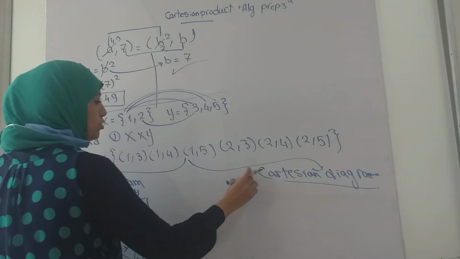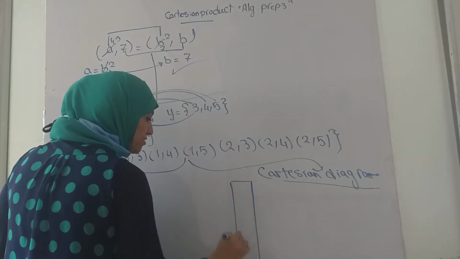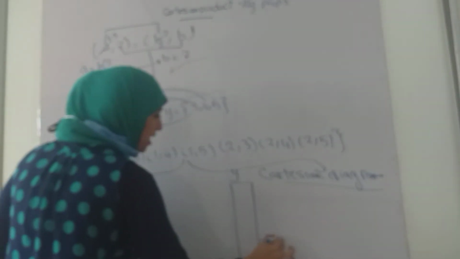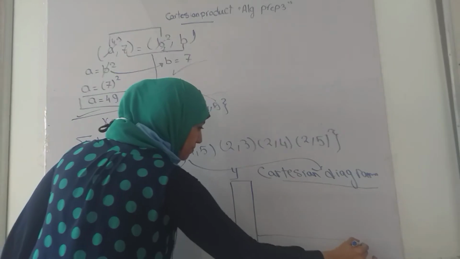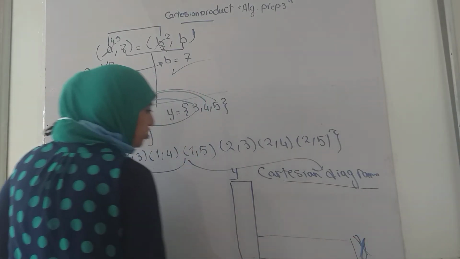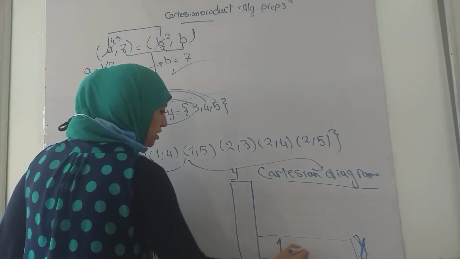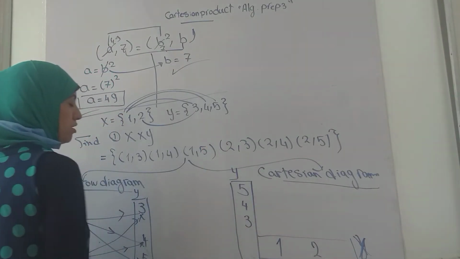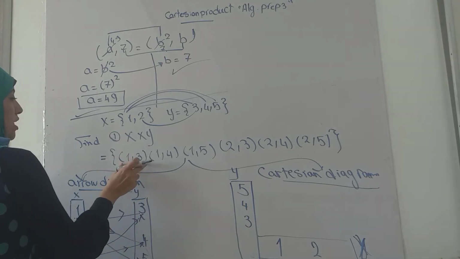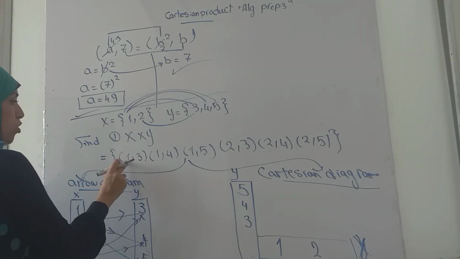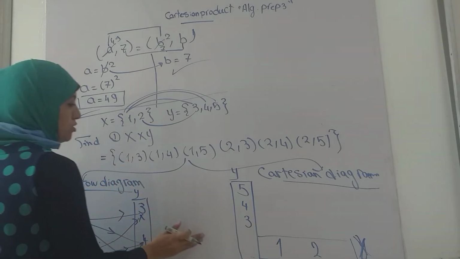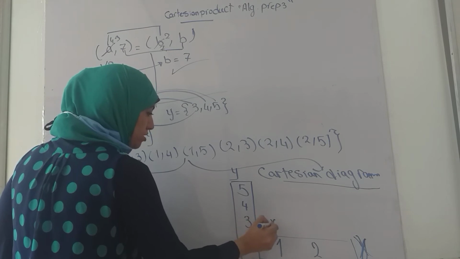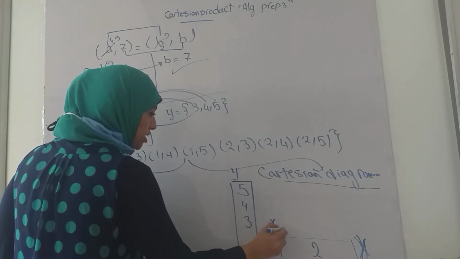In the Cartesian diagram we should write the y-axis in the vertical place and the x-axis in the horizontal place. And write the elements of x, 1 and 2, and the elements of y, 3, 4 and 5. And make the Cartesian product and put the ordered pair. What is the first ordered pair? 1 and 3. We go along the x-axis horizontally to 1 and up to 3. So this ordered pair is called (1, 3).